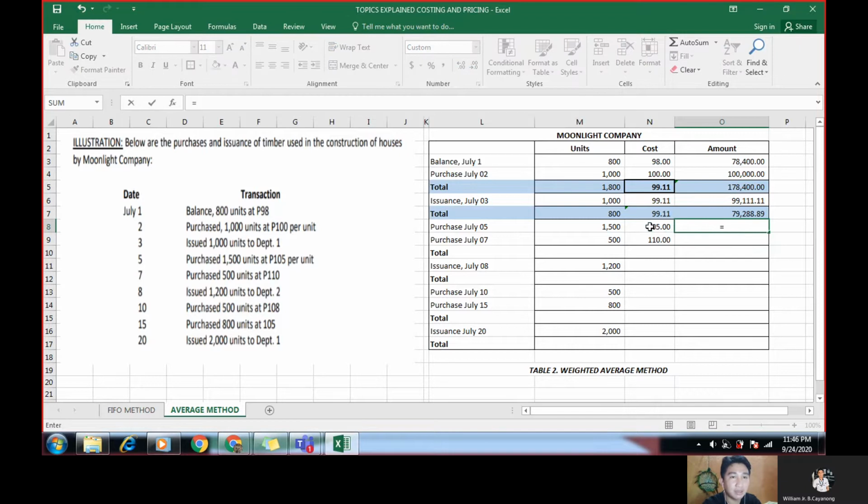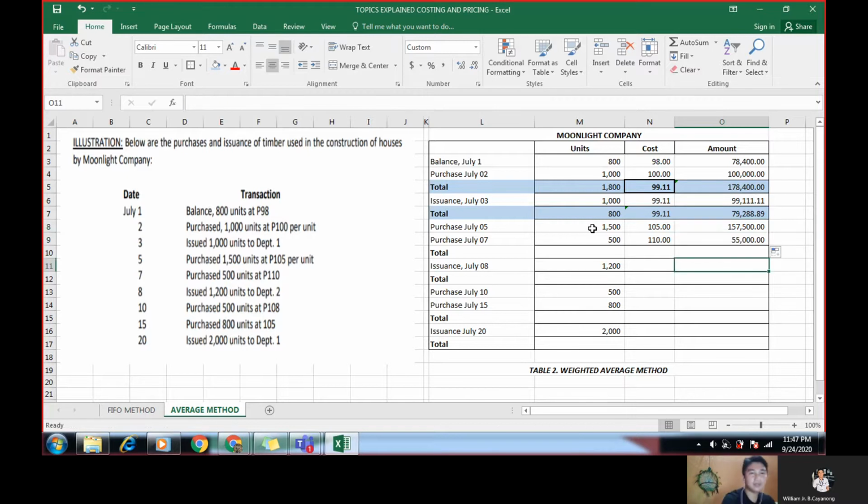Okay. Multiply natin 'tong presyo niya as to the units. So therefore, yung purchase on July 5 costs 157,500. Okay. Ayan. Multiply natin yung 500 units times the cost, 110. Okay. Or kung ayaw nyo mag-manual formula, pwede lang drag as long as same lang yung formula niya.